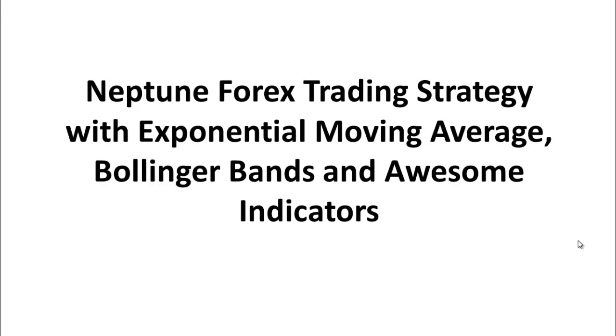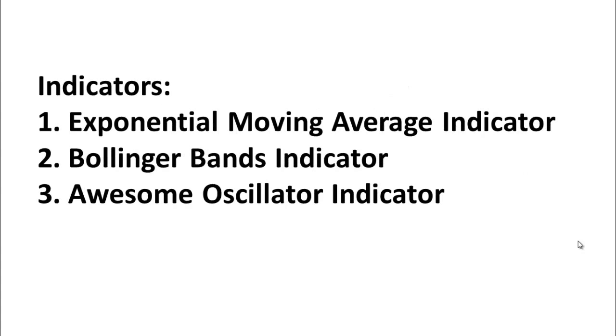In this video, I would like to show you a forex trading strategy called the Neptune Forex trading strategy with exponential moving average, Bollinger Bands and awesome oscillator indicators. The indicators used in this strategy are the exponential moving average indicator, Bollinger Bands indicator and awesome oscillator indicator. These are the three indicators we are using in this strategy, and the strategy is called Neptune Forex trading strategy. I will show you the settings of these indicators.